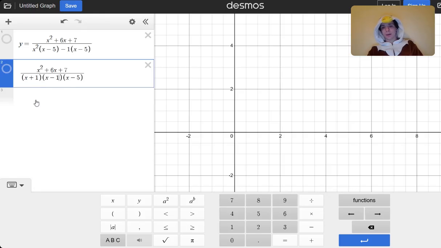And that leaves us with the intervals where it's continuous are just the intervals that don't include the points where it divides by 0. So that's going to be -infinity to -1, -1 to 1, and 1 to 5.